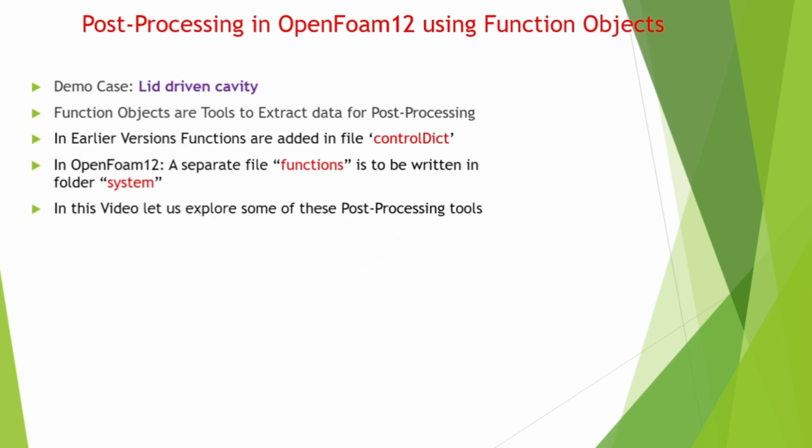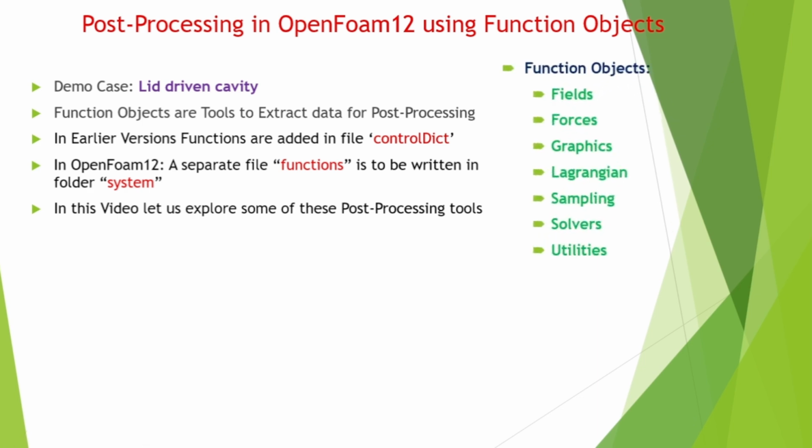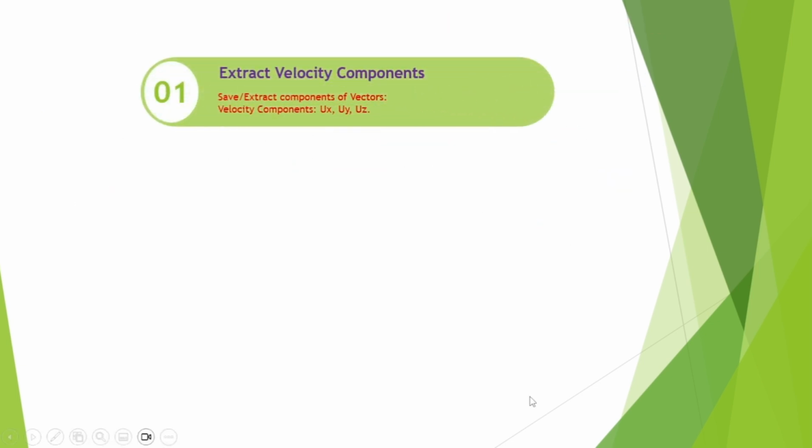In this video, let us explore some of these post-processing tools which are generally used in most CFD simulations. The list of function objects which are available in OpenFOAM 12 are listed here. We will explore fields and sampling. These are the generally used function objects where a lot of data is extracted. In this video, let us see how to extract and save the data of velocity components Ux, Uy and Uz. By default, OpenFOAM saves the velocity magnitude U.